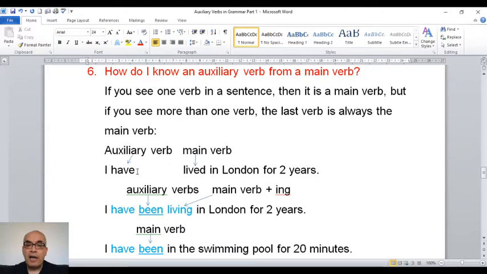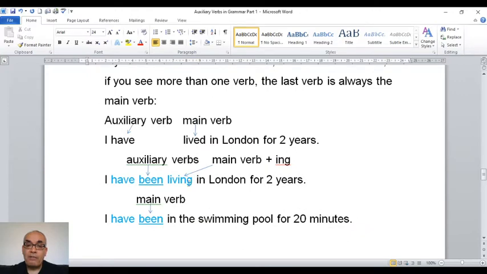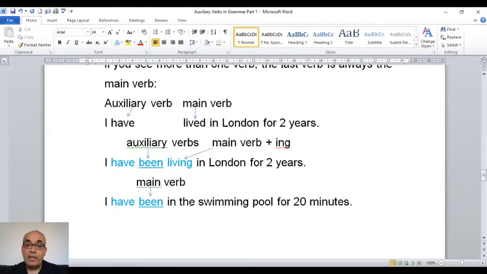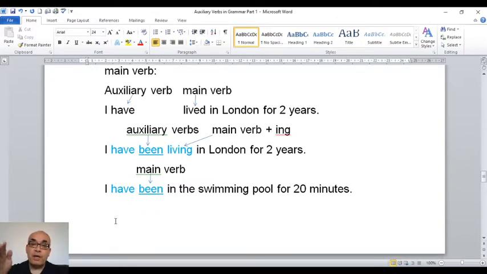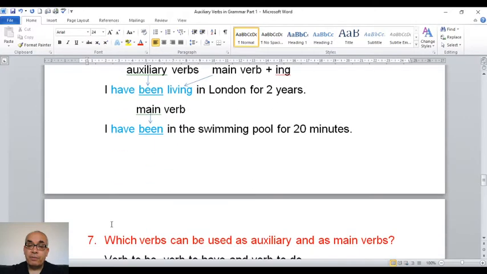So if I say to you, I have lived in London for 2 years, have is auxiliary, lived is the main verb. Have lived is present perfect. The first verb is auxiliary, the second one is main. If I say I have been living in London for 2 years, have is auxiliary, been is auxiliary, and live is the main verb, we add ing to it. I have been in the swimming pool for 20 minutes, again, have is auxiliary, been is the main verb. So all the time, the last verb is the main verb.